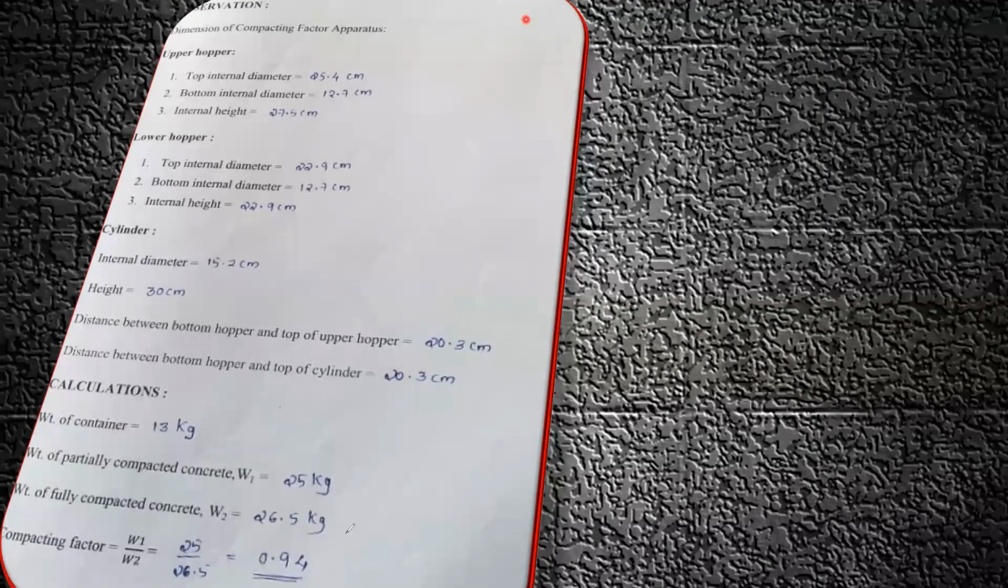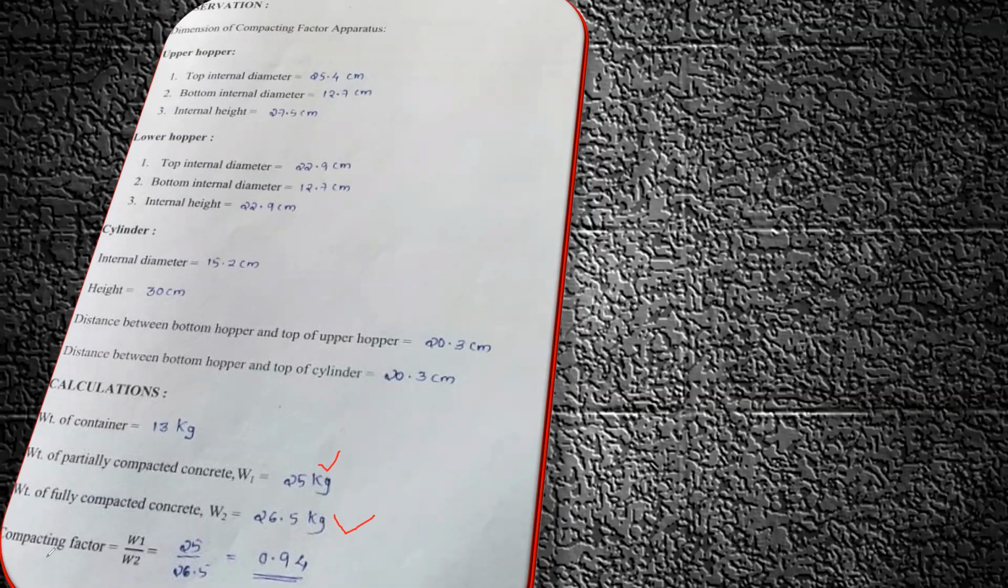Obviously, always remember the weight of fully compacted concrete will be more in comparison to the partially compacted concrete, because in fully compacted concrete, whatever voids you have, you have done the tamping, as a result of that the voids will get less, whereas in partially compacted there will be more voids. Since there are more voids, the weight is going to come down. So that is the difference you can see here.